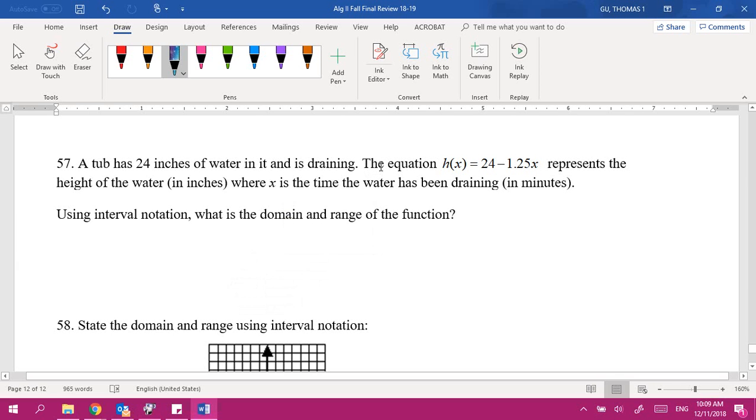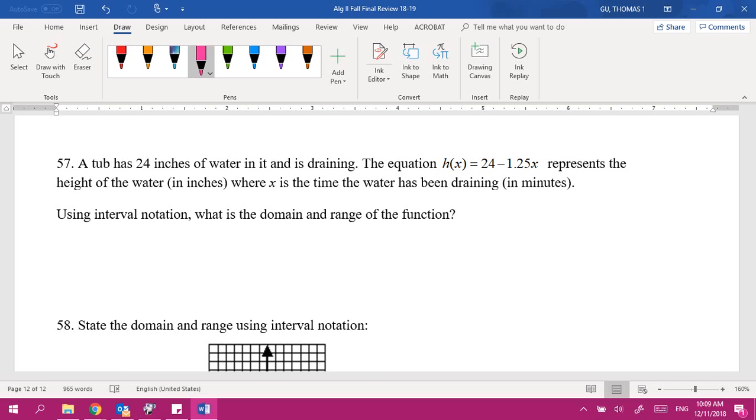Okay, number 57. It says a tub of water has 24 inches. A tub has 24 inches of water in it and is draining. The equation h of x equals 24 minus 1.25x tells you the height of the water in inches, where x is the time the water has been draining in minutes. So basically, that equation is saying we have 24 inches of water and we're losing 1.25 inches every minute.